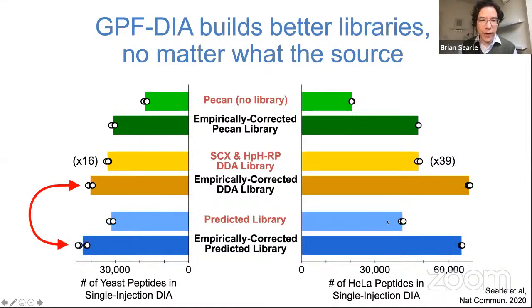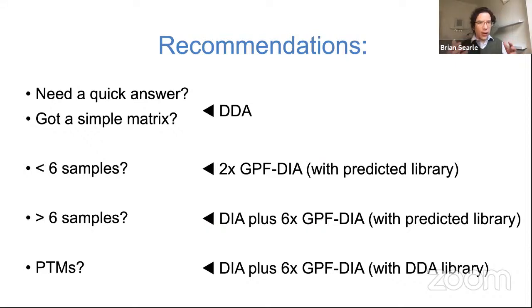But I think the biggest advantage here is that now we essentially make the empirical corrected DDA libraries essentially the same as the empirical corrected predicted libraries. So this enables us to build a DIA-only workflow that allows us to identify every type of peptide. So with this, I'd just like to close with a couple of recommendations.